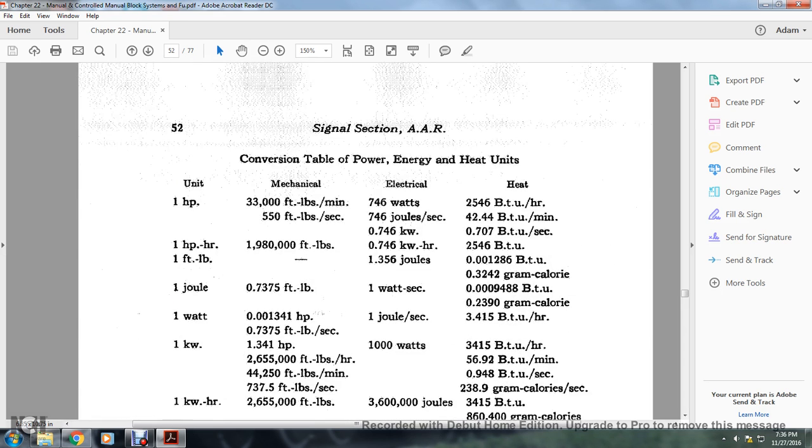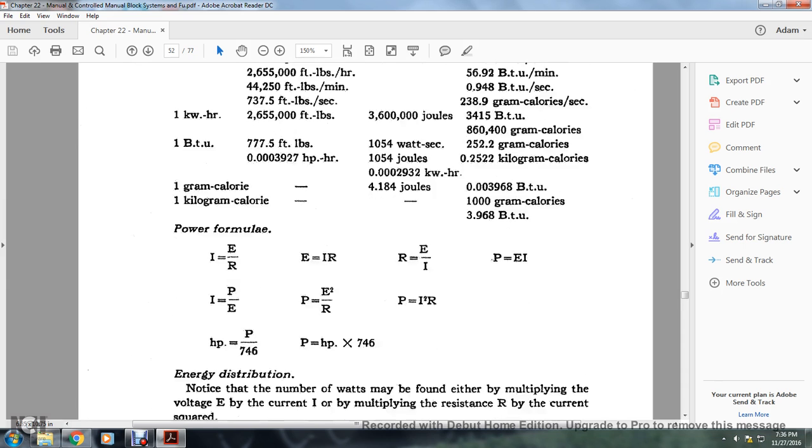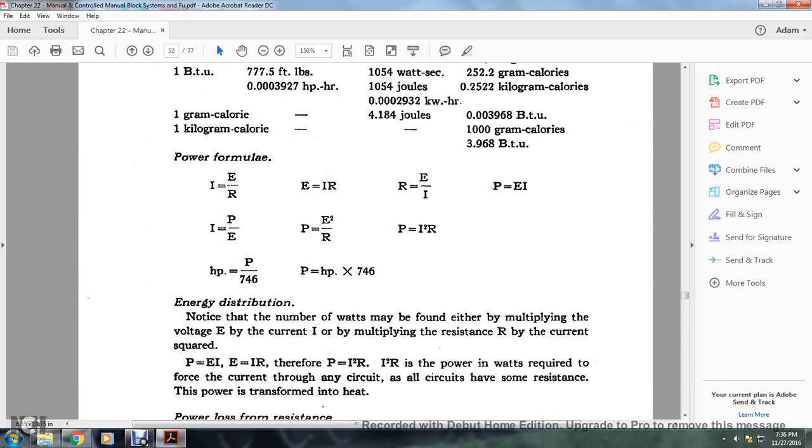This shows a conversion table of power, energy, and heat units to horsepower, foot-pounds, mechanical watts, and BTUs, with horsepower-hours, kilowatts, joules, BTUs, and mechanical horsepower. Power formulas show the volts, amps, and ohms and how they change in their different ratios. Horsepower is power divided by 746. Power equals horsepower times 746.